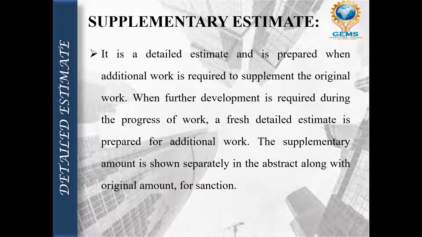But a supplementary estimate means if you need to add additional work, for that purpose only we have to do the supplementary estimate. We have to enter the details separately, in the measurement sheet or something. So for the additional work purpose, the supplementary estimate is used. That abstract shows the original amount and the total amount of sanction required, including the supplementary amount. So that is about the supplementary estimate.